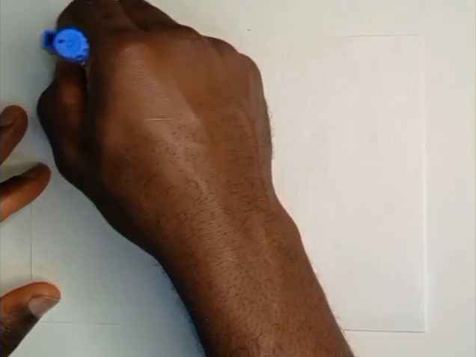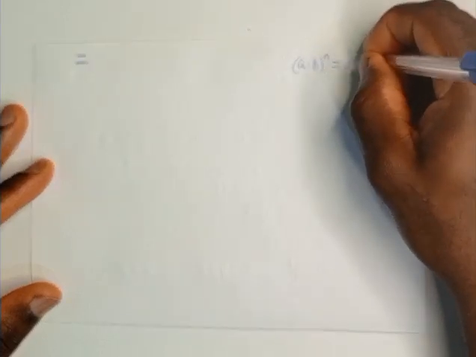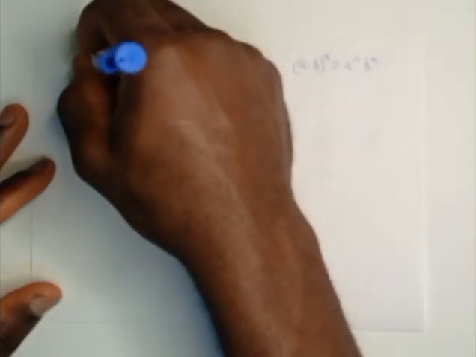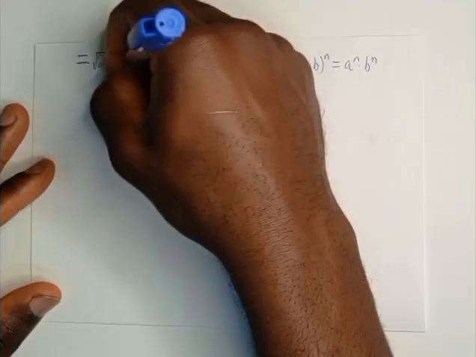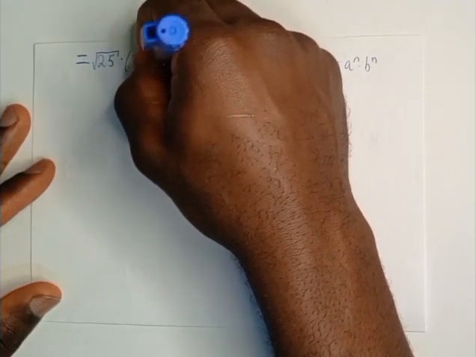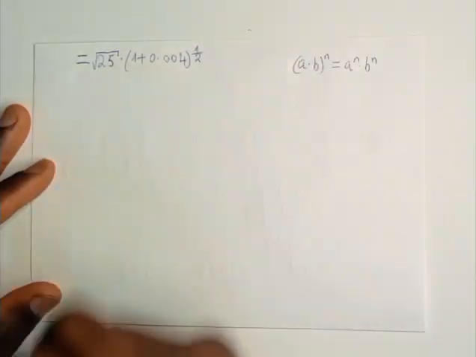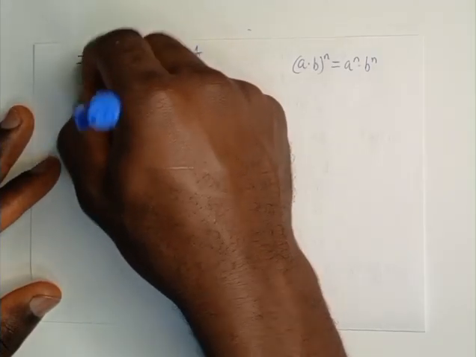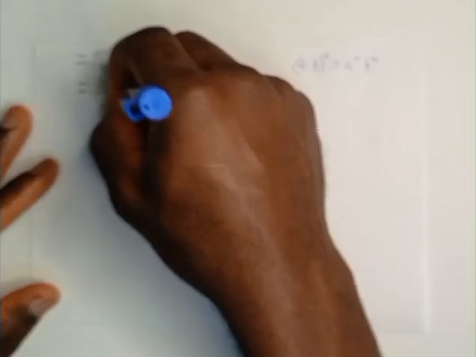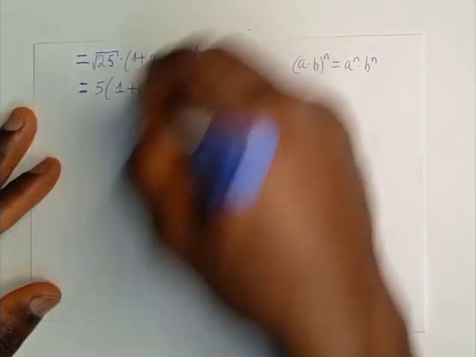If you take a times b, all this raised to the power n, it is the same as a raised to the power n times b raised to the power n. This will give us 25 raised to the power a half, which is the same as the square root of 25, times 1 plus 0.004 raised to the power a half. And this will simply be equal to the square root of 25, which gives us 5, times 1 plus 0.004, all this raised to the power a half.